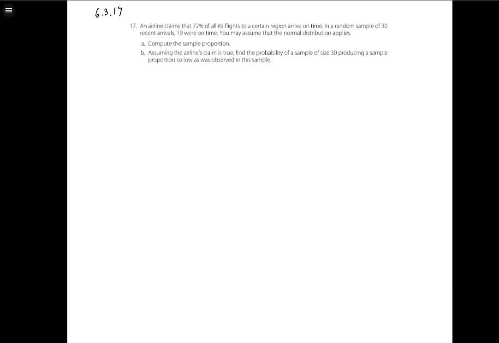All right, in review for the second test, let's go through some different example problems. Here is Chapter 6, Section 3, number 17. As you can see through reading it, an airline claims that 72% of all its flights to a certain region arrive on time. So we've got the 72%, which is most likely going to be our population proportion, not our sample proportion.